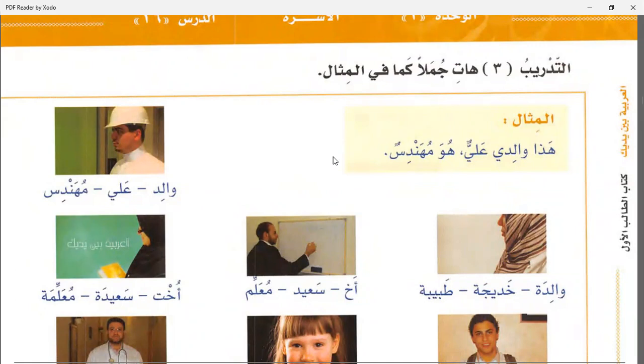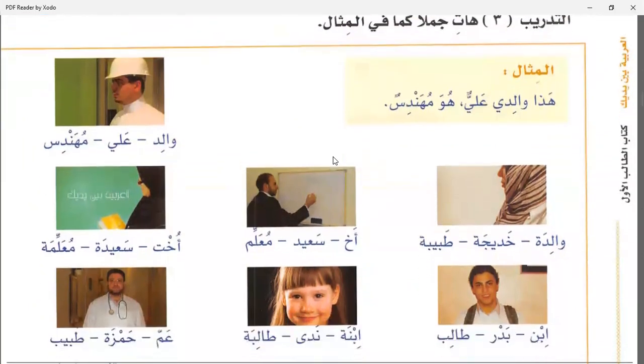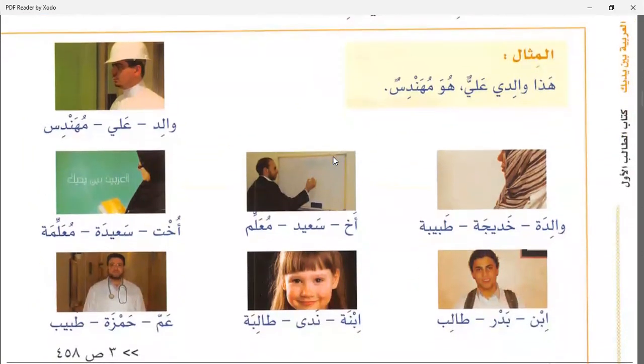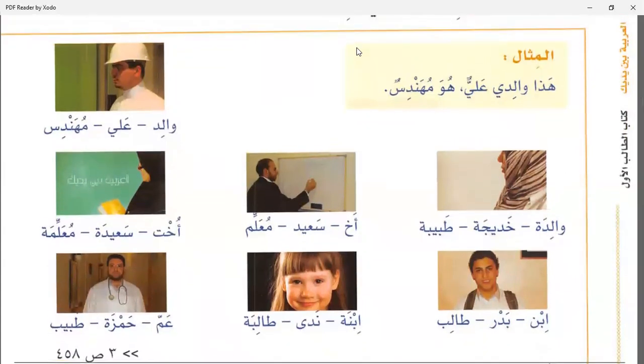So I need a student, raise your hand, Mr. Tahseen. You will make sentences here, and it will be better if you change the name to your family names.